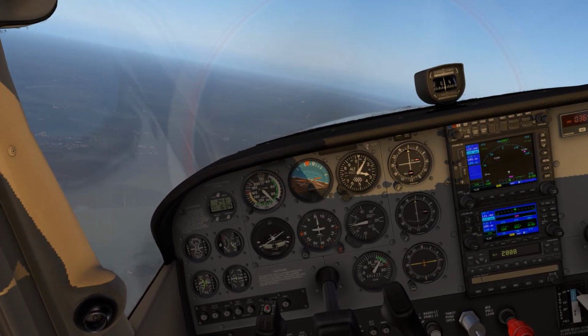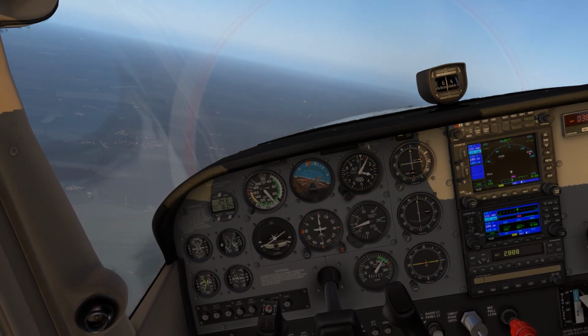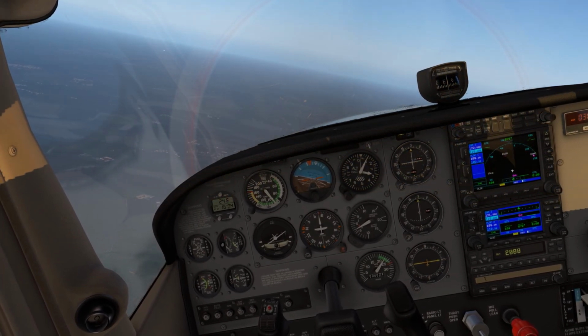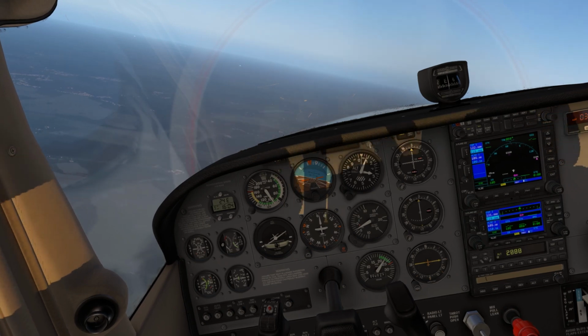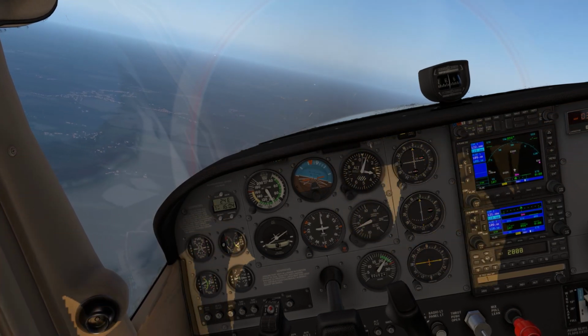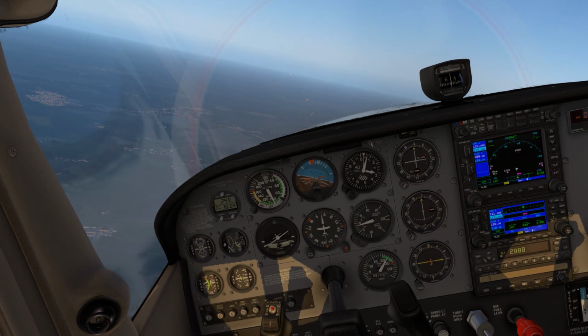Stalls will be practiced power off and power on in a variety of flap settings. The idea is to replicate real-life scenarios where you would be most likely to encounter stalls. Let's jump right away to power off stalls with power on recovery.